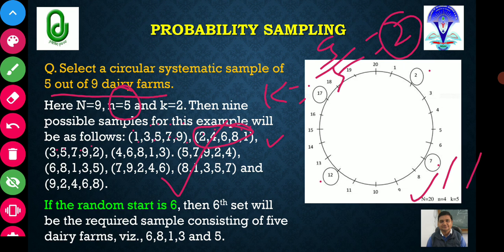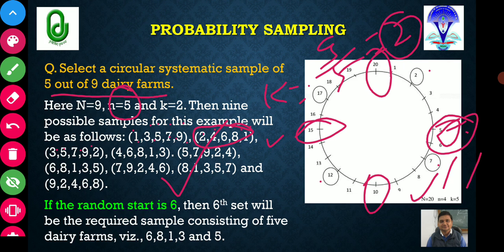Suppose I am starting from the 5th number. So 5 plus 5, 10th. So I will be selecting the 10th. First 5, then 10. 10 plus 5, 15. 15 plus 5, 20. So like this, 1, 2, 3, 4. Small n is equal to 5, so I will be selecting one more. So 20 plus 5, 25, but 25 is not there, so I will be selecting the 5th one. Okay, no, only n is equal to 4, so only 4 samples. So like this we will be performing the circular systematic sampling.